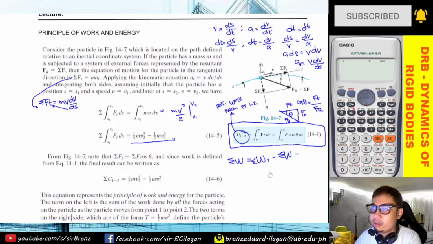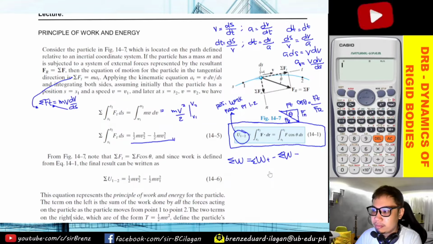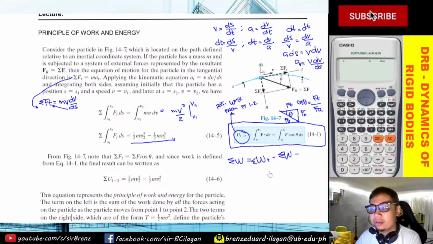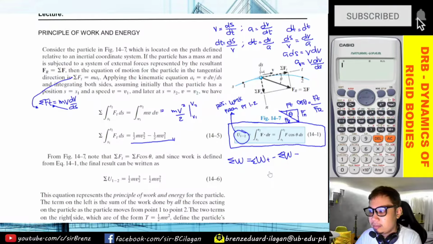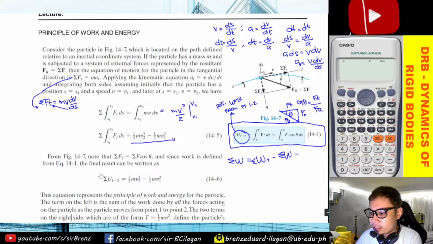So, yung mga positive work, ito yung example nito. Ito yung force na nagkakos para gumalaw ang isang object. For example, papunta sa kanan. So, kung meron siyang force na papunta sa kanan, that can be classified as a force which contributes to a positive work. Okay? So, now, that equation, yung 14-5 is magiging ganito.